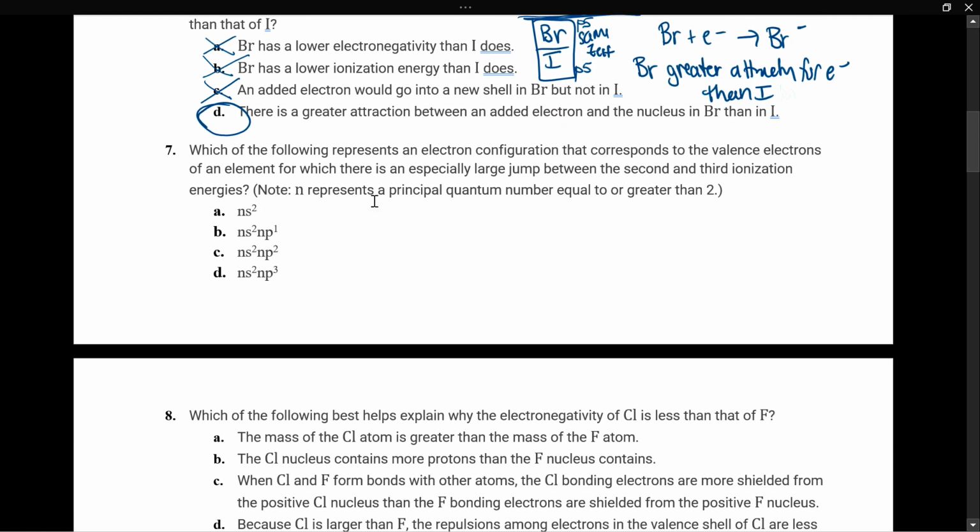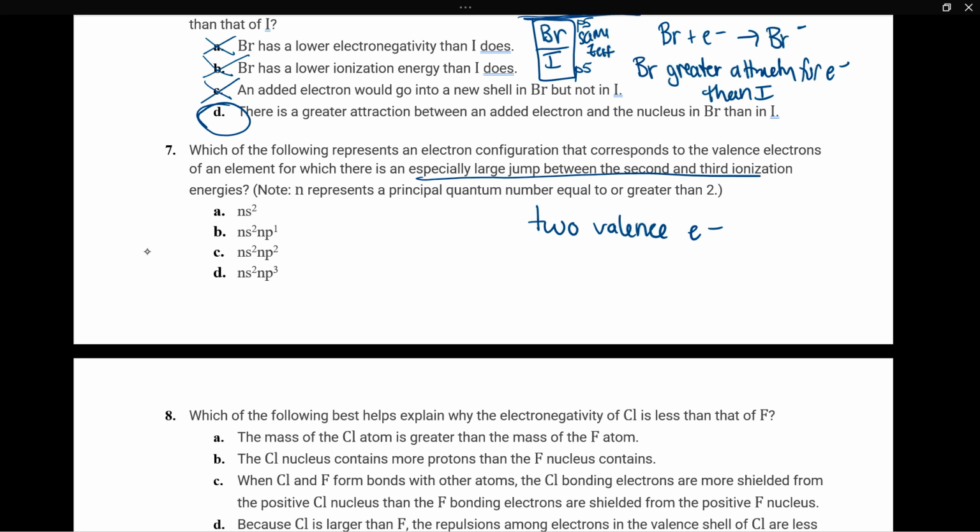Okay, 7. Which of the following electron configurations corresponds to where there's an especially large jump between the second and third ionization energies? So we are looking for an electron configuration where you would have 2 valence electrons, basically. That's what this is saying. That would give us a large jump in energy between the second and third ionization energies.